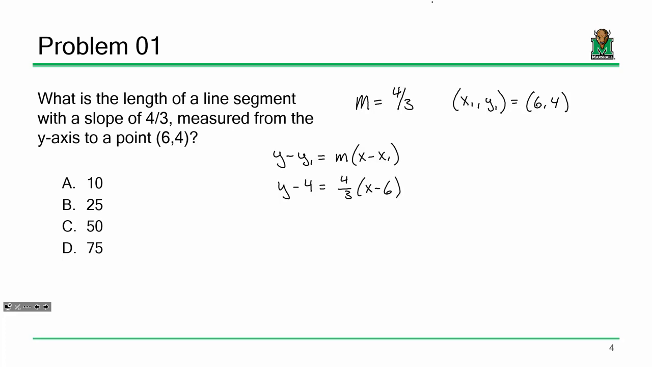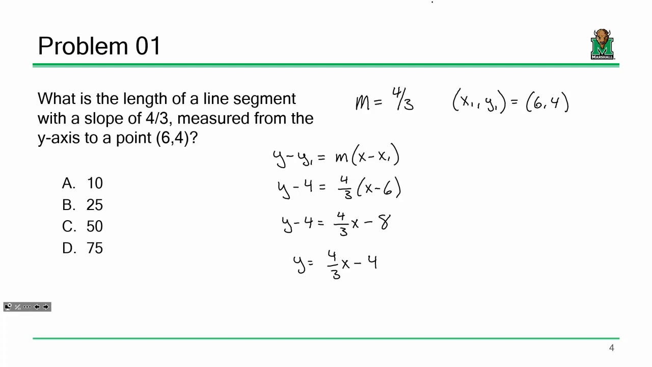So that's y minus 4 is 4/3, and then we've got to distribute that. So 4/3 times x is 4/3 x, and then 4/3 times 6, what's that going to be? It'll be 24/3, so 8. So y is 4/3 x minus 4. Is that a fair statement? So far, so good?